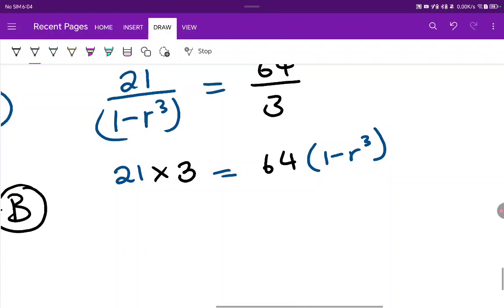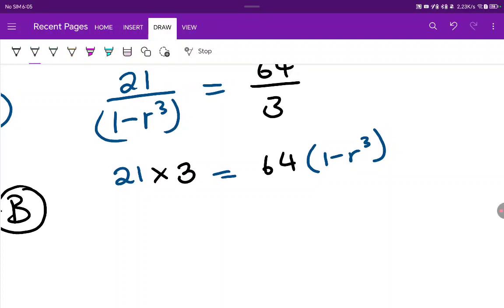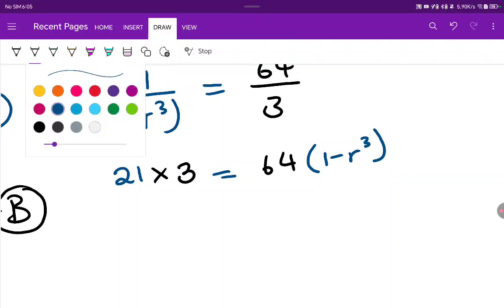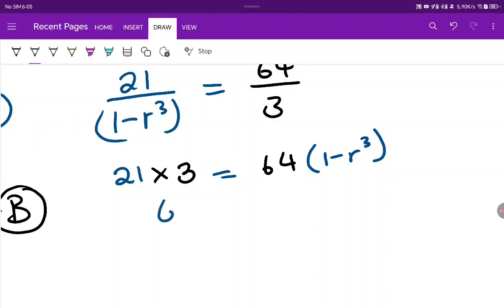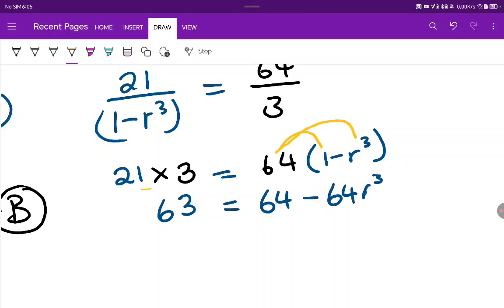So this is good. Now I can simplify. 64, this gives me 63, if I'm not mistaken. 63 is equal to 64 minus 64r cubed. What happened here? Distributed that in. Here I just multiplied, right? Okay, now I've got 3 terms, one on the left, 2 on the right, but I've only got one variable.